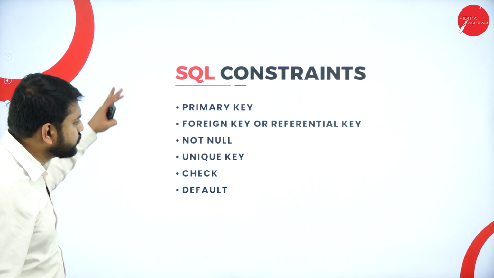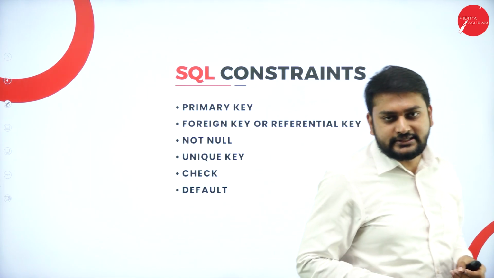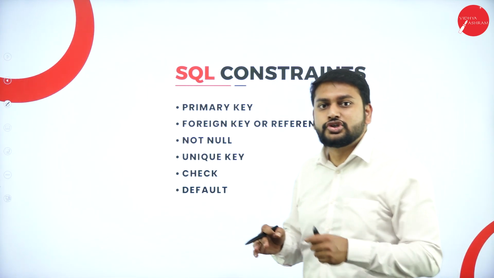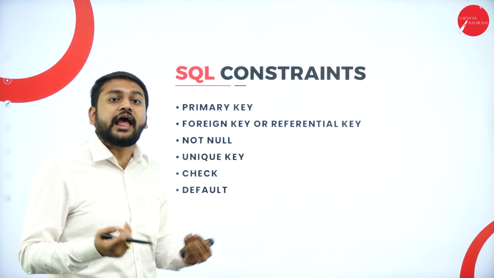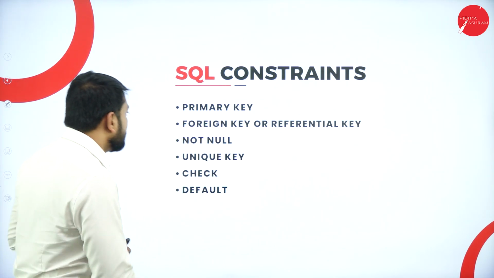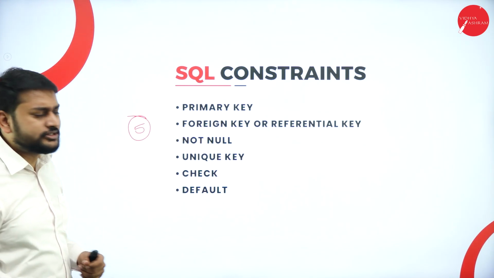The next one is very, very important. What exactly do we have? Constraints. Constraints in the sense of rules. What are the different types of rules that I have to follow? I have listed around 5 different rules. What are the rules that we have here?